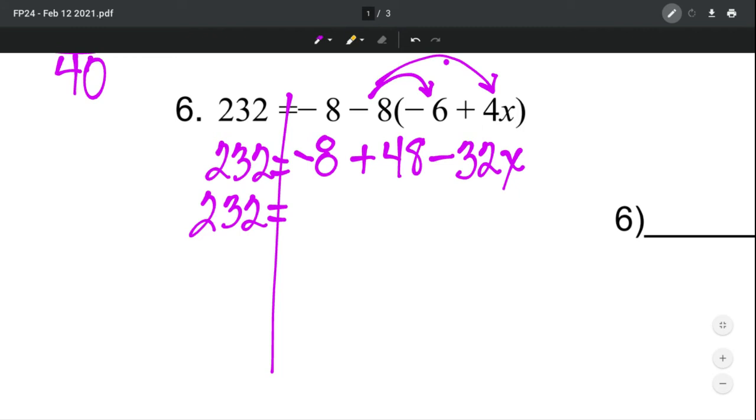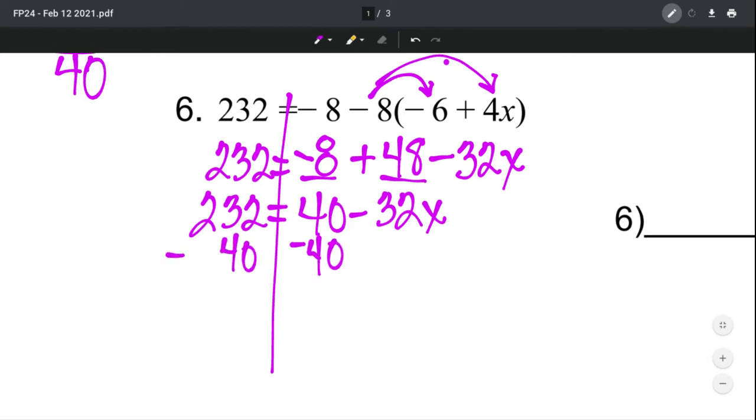So -8 plus 48. That would be the same as 48 minus 8, right? So that's 40 minus 32x. So notice I combined these like terms here. So now I'm looking, I'm like, what can I do? What if I now subtract 40 from both sides? Because those are both constants. I can deal with them.